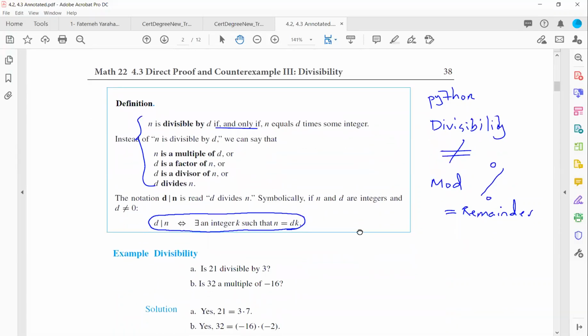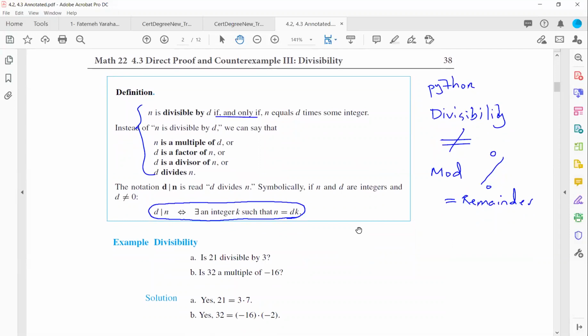For example, is 21 divisible by 3? Of course, 3 is a factor of 21. So we can write 3 divides 21. Is 32 a multiple of negative 16? Of course, negative 16 times negative 2 is 32. So negative 16 divides 32.